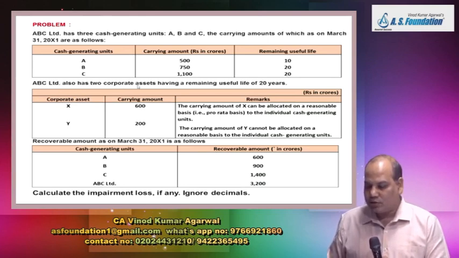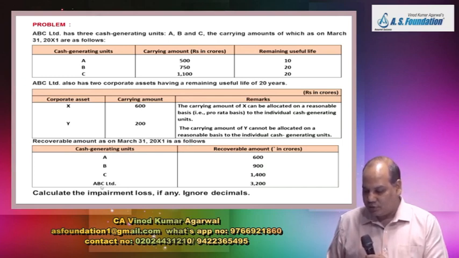ABC Limited also has 2 corporate assets having a remaining useful life of 20 years. Corporate asset X, Y, carrying amount 600, 200. Remark, the carrying amount of X can be allocated on a reasonable basis, that is pro rata basis, to the individual CGU. The carrying amount of Y cannot be allocated on a reasonable basis to the individual CGU. Recoverable amount as on 31st March 20x1 is as follows. Unit ABC and the whole company ABC Limited.